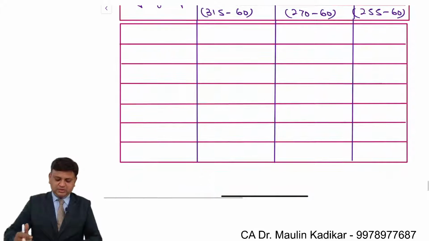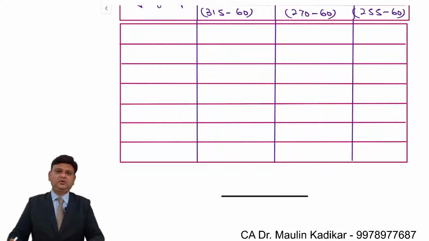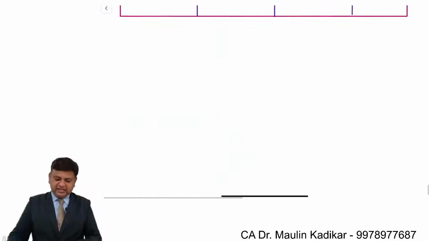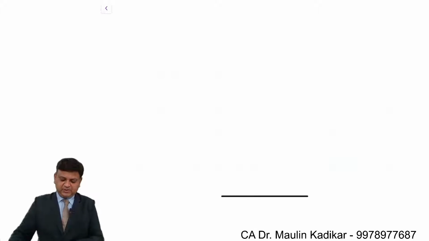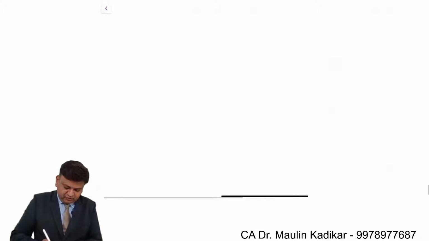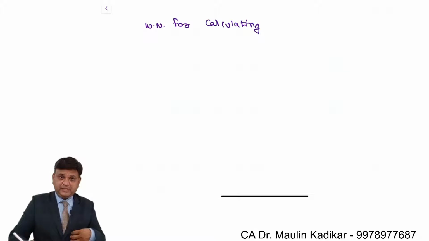Now I want you to keep space of approximately 2 or 3 lines, and then we have to prepare a working note. Why do we prepare a working note? I just explained that to you in 2 minutes of time. That under the heading working note for calculating purchase on monthly basis.